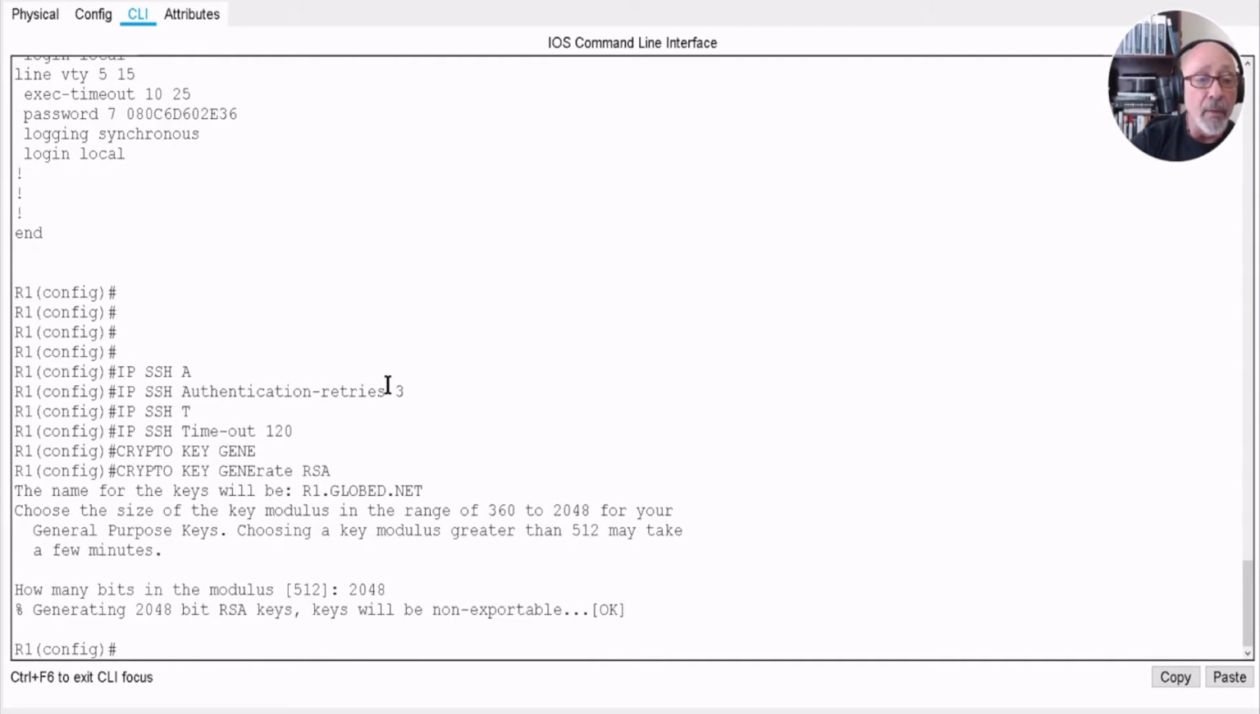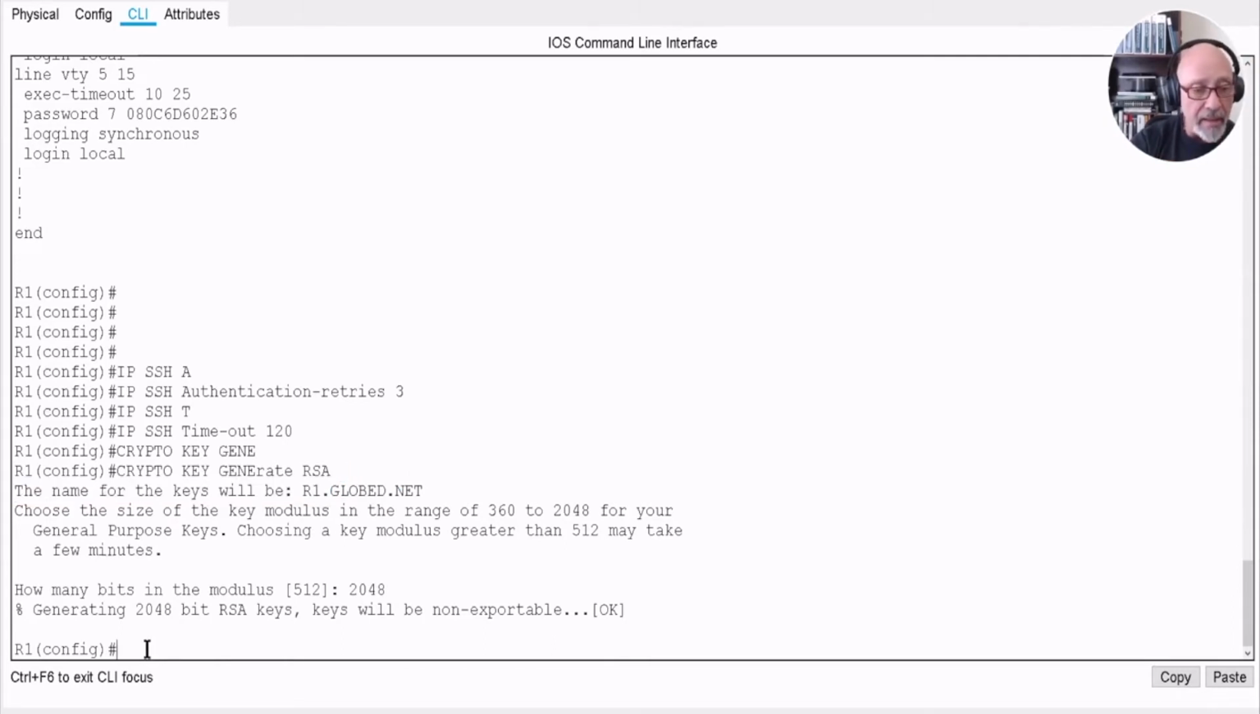All right. And the only reason it was able to take the crypto, that was the issue, because I forgot to do the crypto key. So r1.global.net. Okay. The only reason we were able to do that is because it took the host name and we had a domain name. So if you don't have a host name or domain name, the keys won't be generated. So that's one of the things that need to be done.